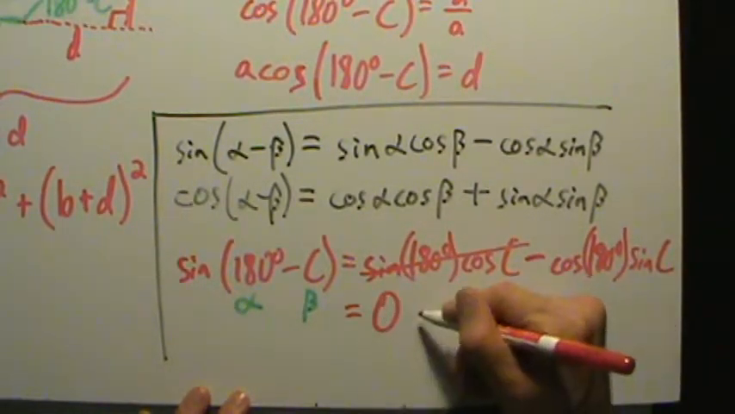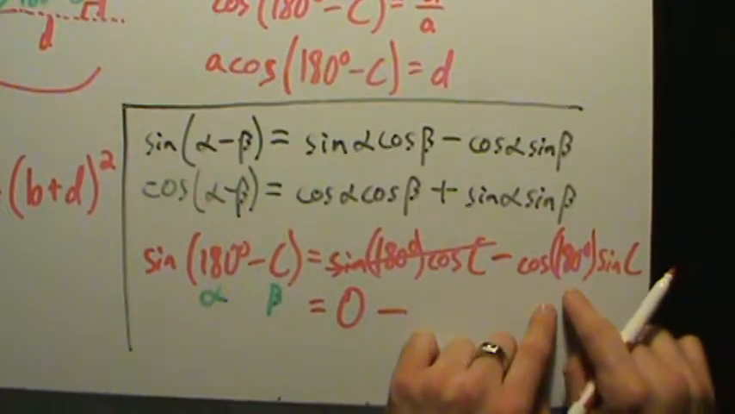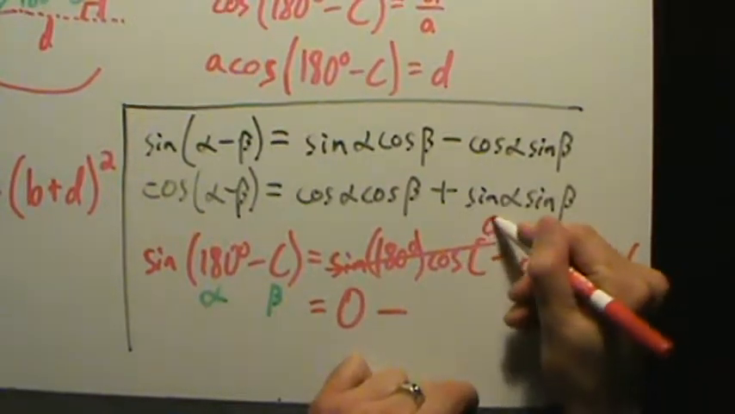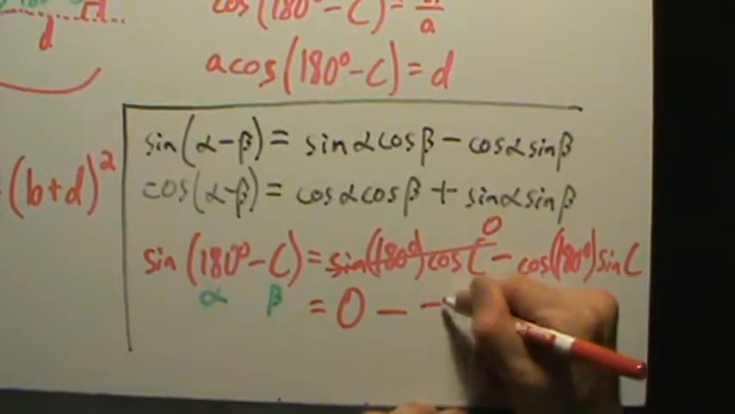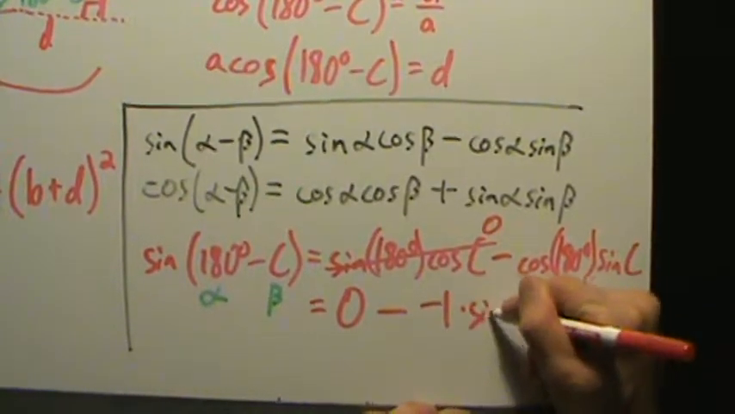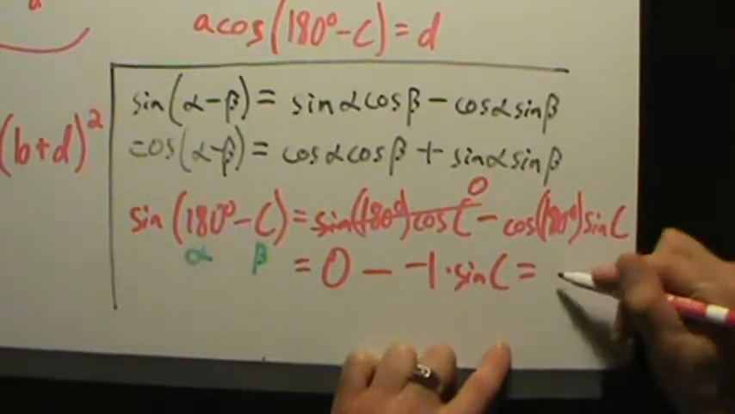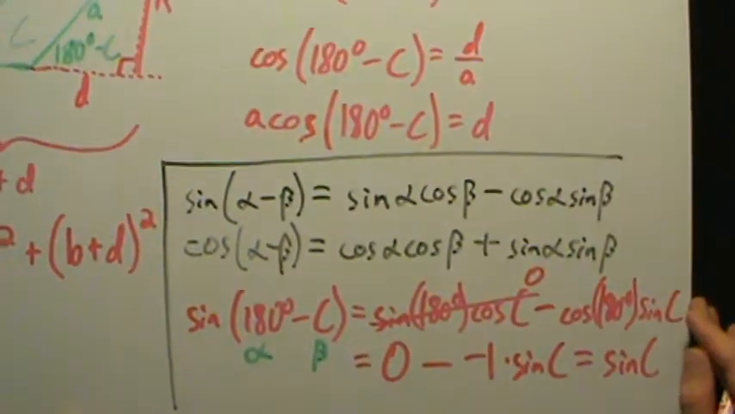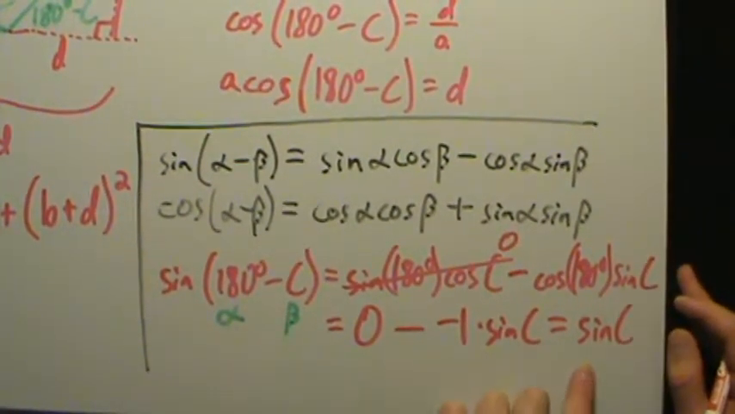And then what we have is 0 minus cosine of 180 degrees, which is cosine of pi radians, which is negative 1. So this whole thing is 0, and then minus, and then this is negative 1 times the sine of C. So this is 0 minus negative sine of C, which is just positive sine of C. So that is great because now sine of 180 degrees minus C is sine of C.